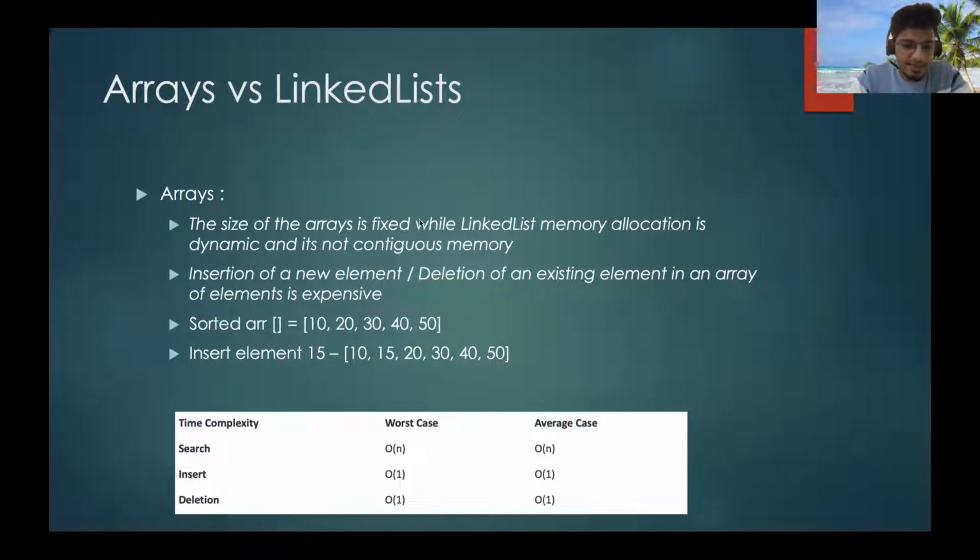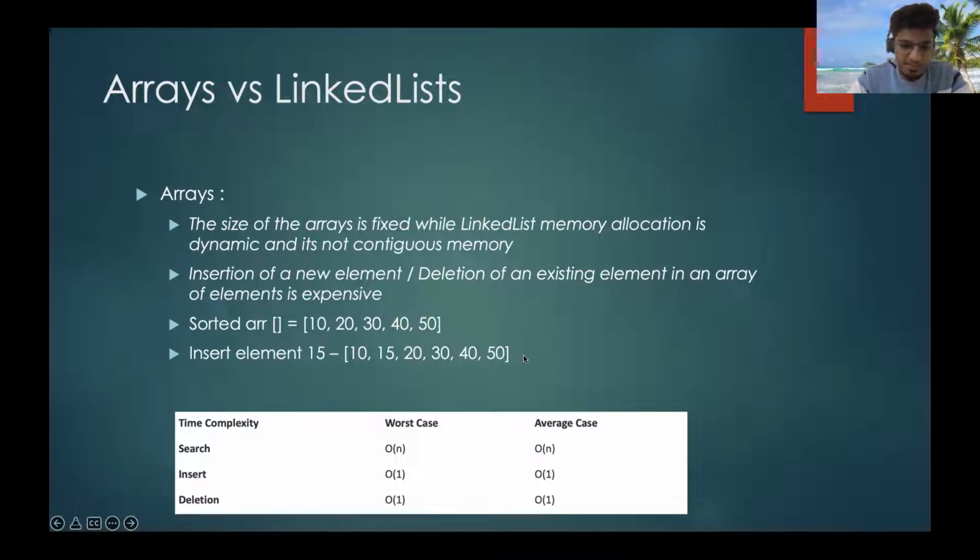Next, in an array, insertion and deletion of an existing element is an expensive operation. Let's take this example where you have a sorted array of 10, 20, 30, 40, and 50, and assume that you want to insert element 15 after 10. In this case, you're basically shifting all the elements from 20 to 50 by an index, correct? Assume that you want to insert another element, 17, after 15. Again you'll be moving all the elements to the next index.